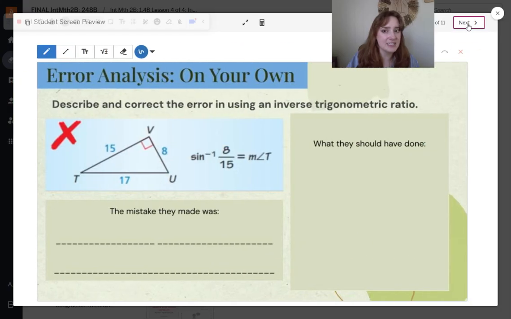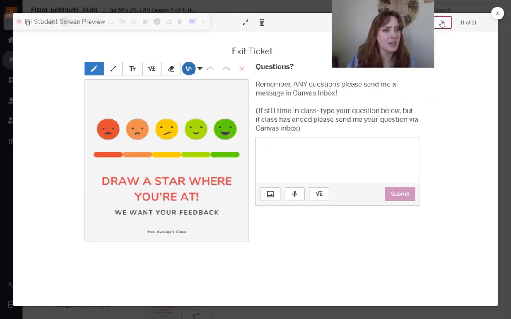All right, and then on our last slide, another error analysis. I feel like this was from, yes, the last class period. I'll double check. If it's not, it'll stay there on your end and you'll see the answer too.